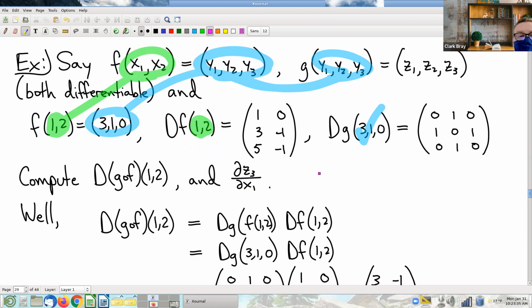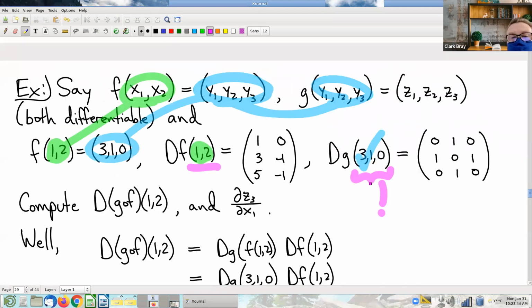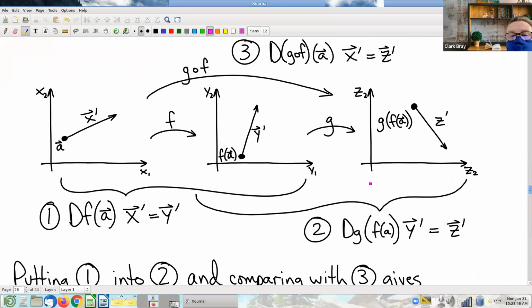If this point is called A, then I need to know dg at the point f of A. And you can of course see that on the picture back here. The function f is being evaluated at the point A. I need to know f at A. I need to know df at A. g is evaluated at f of A. So I need to know dg at the point f of A.